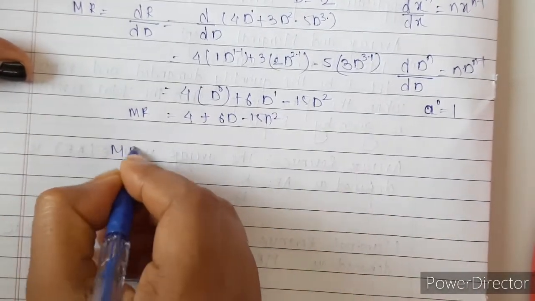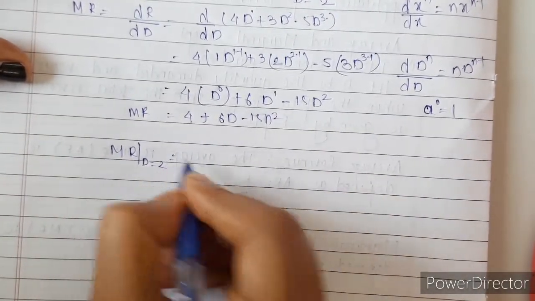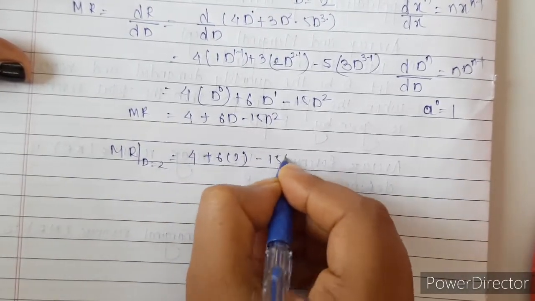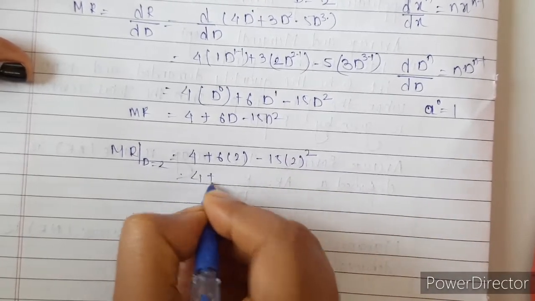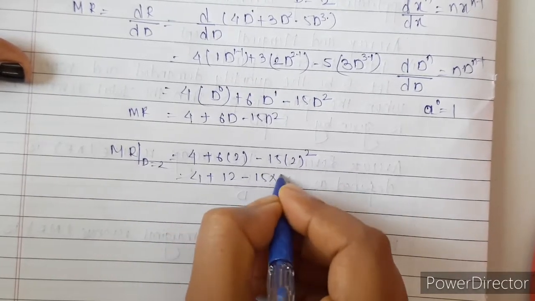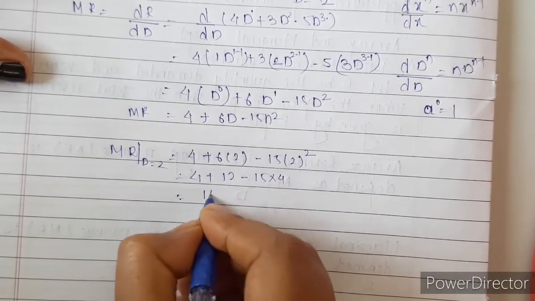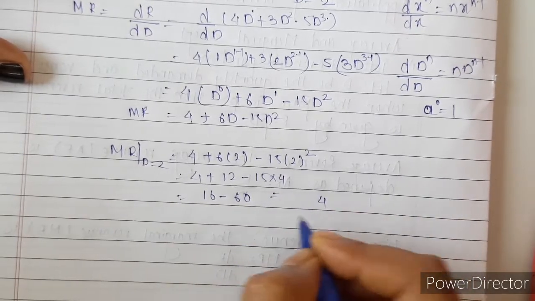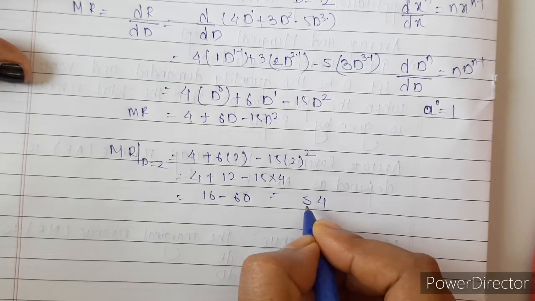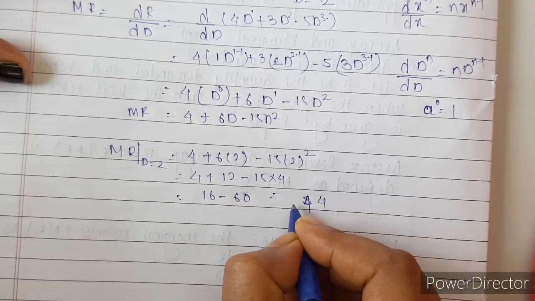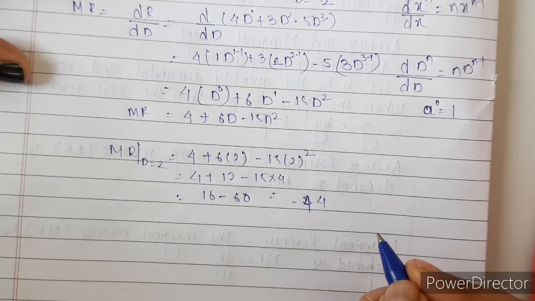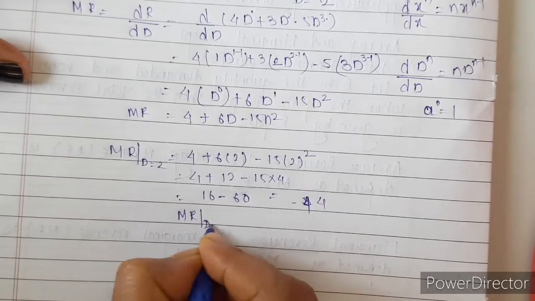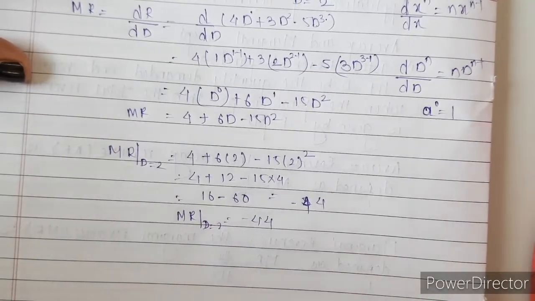Now we need to find marginal revenue when demand is given as 2. We just have to substitute 2 here. So this is 4 plus 6 into 2 minus 15 into 2 square. This will be 4 plus 12 minus 15 into 4. So 16 minus 60, which is minus 44. Okay. So marginal revenue when demand is 2 is nothing but minus 44.